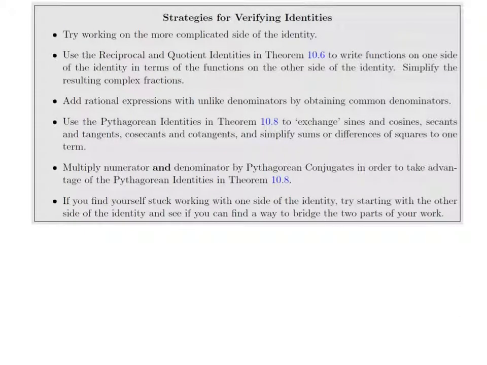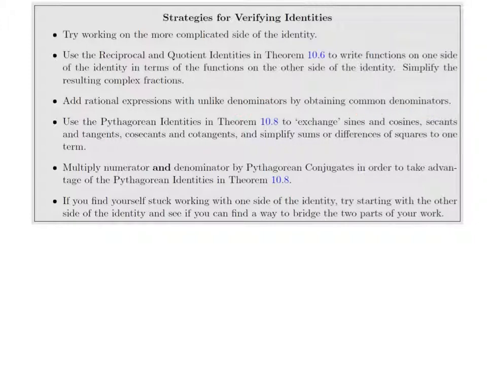When it comes to verifying identities, you'll try working on the more complicated side of the identity, usually. Sometimes people choose the easier one, but it's harder to complicate something than it is to simplify something. Use the basic reciprocal and quotient identities to rewrite functions on one side of the identity to look like the ones on the other side of the identity. Simplify anything that might happen. Add rational expressions, so add fractions with unlike denominators by obtaining common denominators.